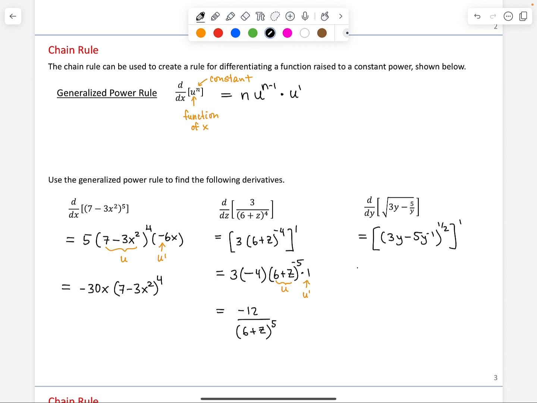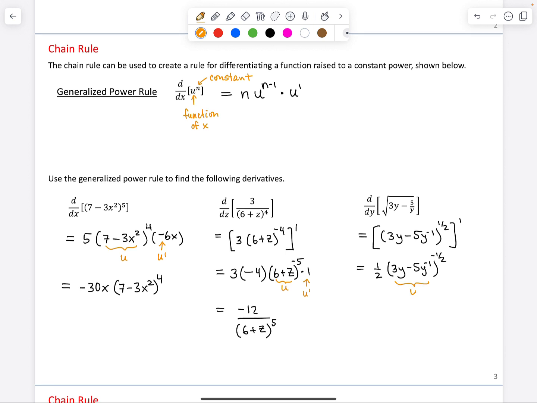So the generalized power rule, the 1/2 will drop to become a coefficient. The base we keep the same. The new power drops 1 unit from 1/2 to negative 1/2. And this base is my u, so I need to multiply by its derivative, u prime.